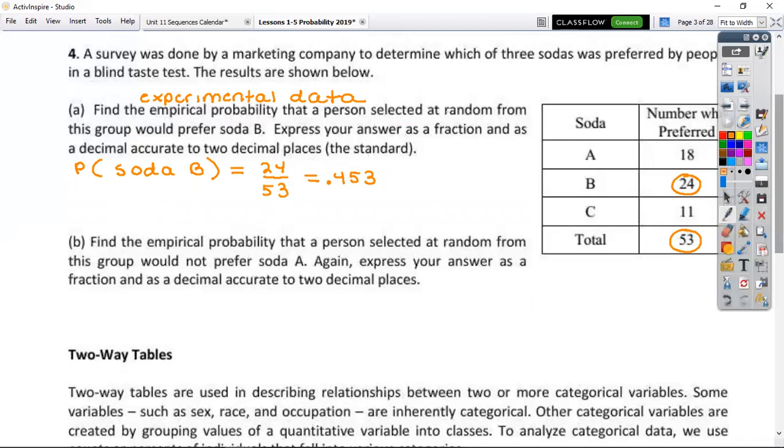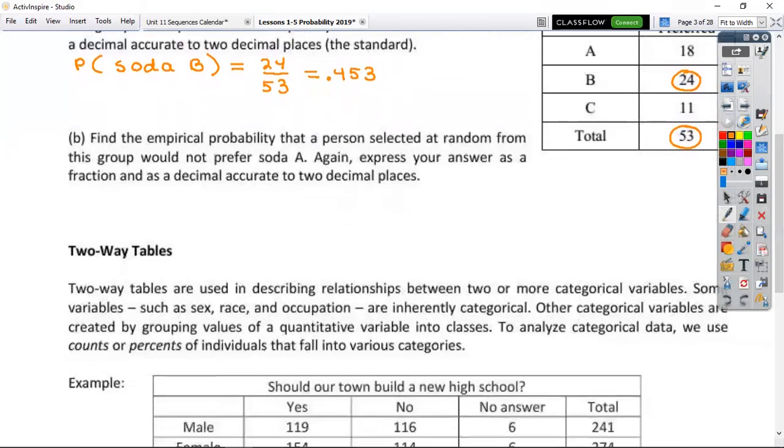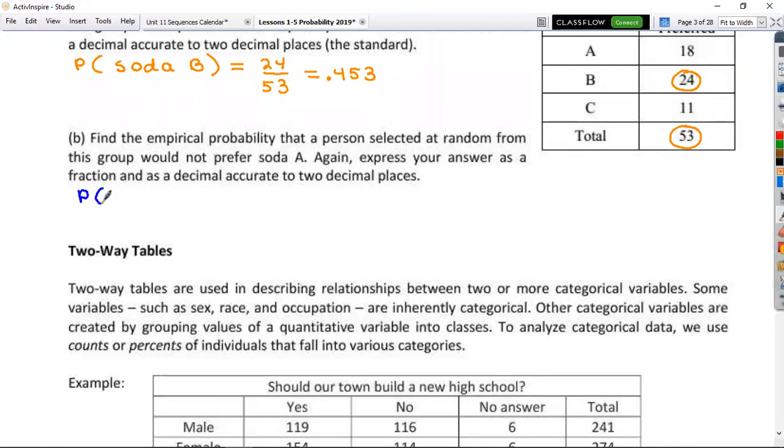All right, next, we are going to find the probability instead that a person selected at random would not prefer A. Well, if they don't prefer A, what do they prefer instead? B or C? Yep. So I'm going to write this as the probability that they prefer soda B or C.